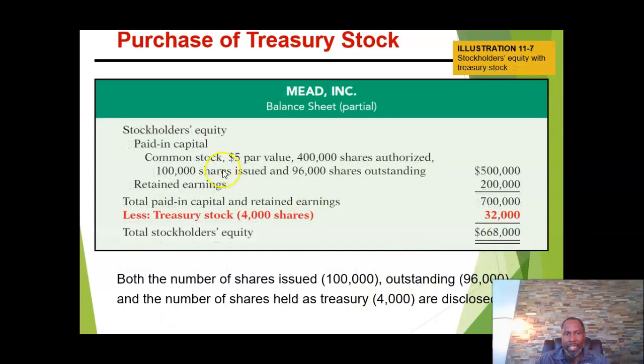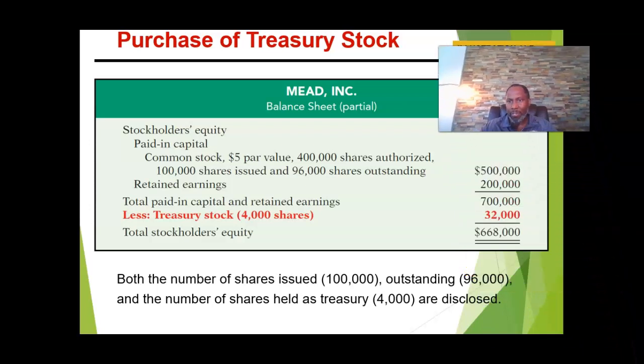So now take a look at the balance sheet. The treasury stock account is shown as the contra stockholders equity account for the $32,000. It's going to reduce the total of the stockholders equity. Initially, remember, the amount was $700,000, but because we bought our own stock back, now the total of equity is $668,000, which brings out some other terms.